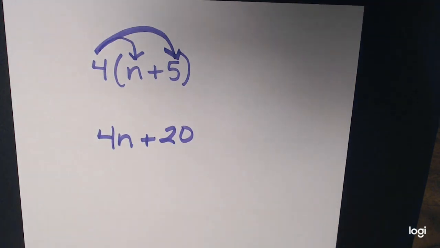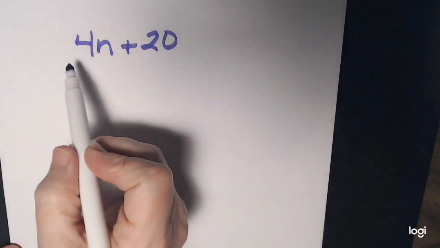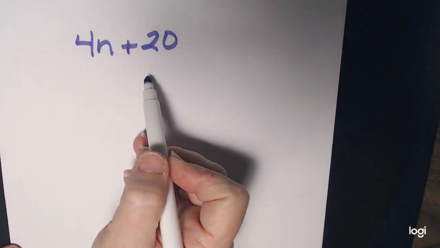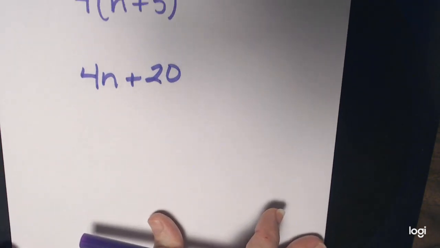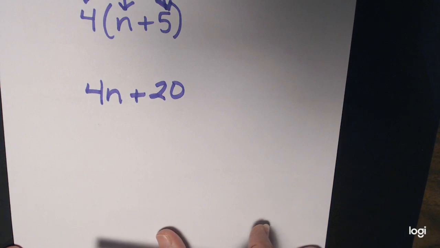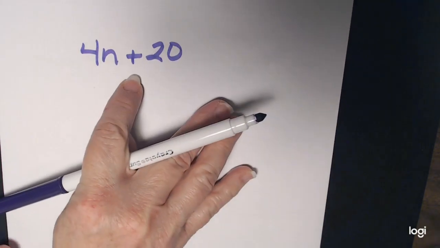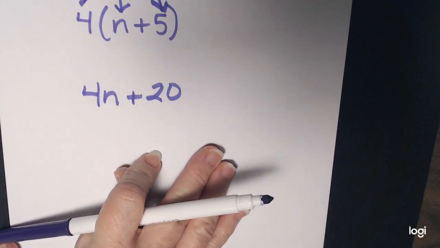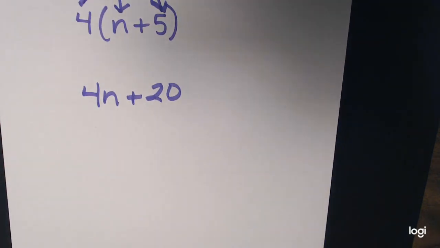What we're going to do today is we're going to actually take the answers and we're going to see if we can work backwards to get the distributive property. Okay, so that's what we're going to work on today. We're going to look at answers and we're going to make the distributive property.